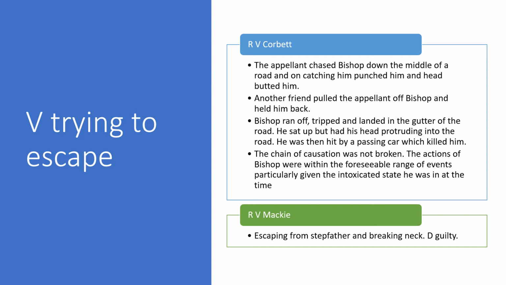Another friend pulled the appellant off Bishop and held him back. Now Bishop ran off, tripped and landed in the gutter of the road, and he sat up but had his head protruding into the road. He was then hit by a passing car which killed him.